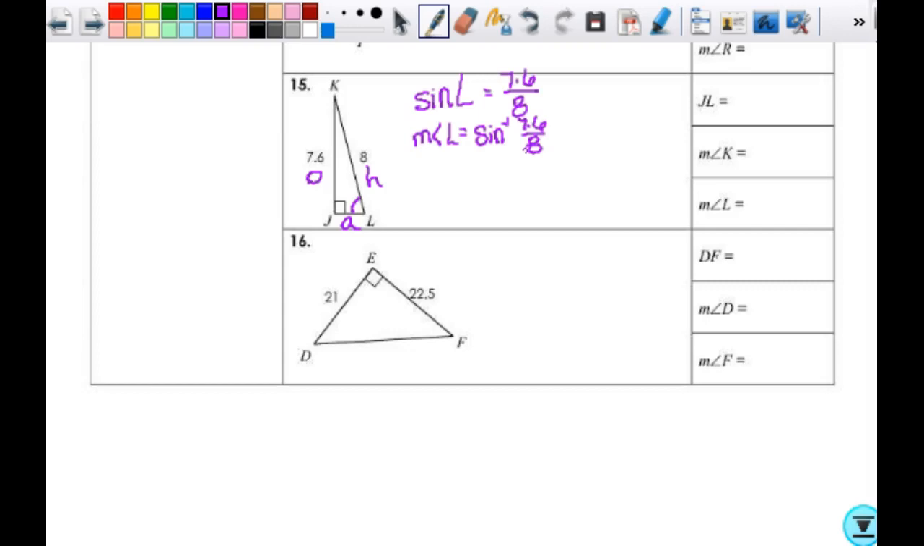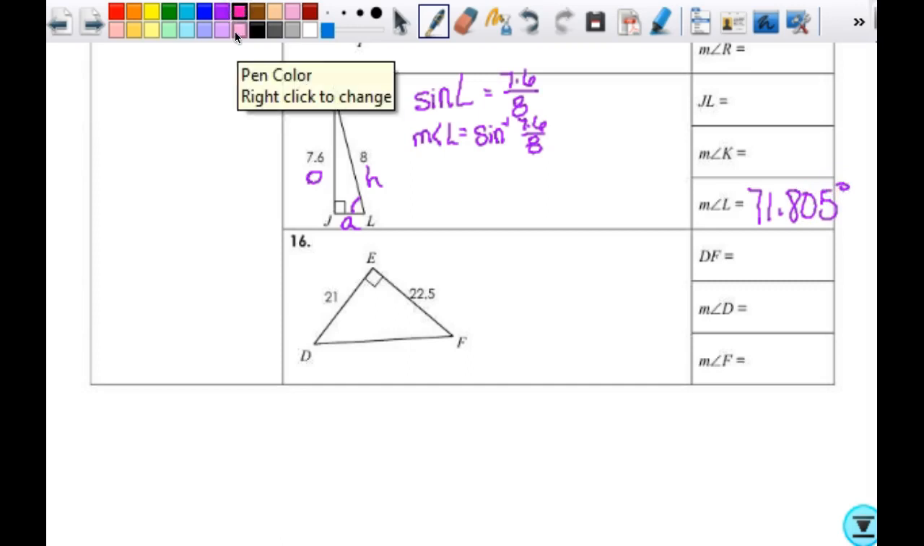Sine inverse of 7.6 divided by 8. So you should get 71.805. And always make sure you're writing them in the correct blanks when you have that stuff going on.